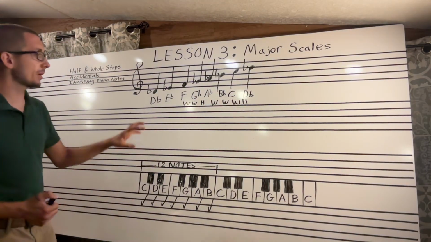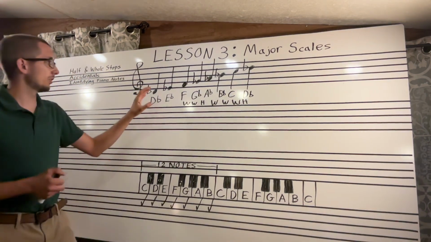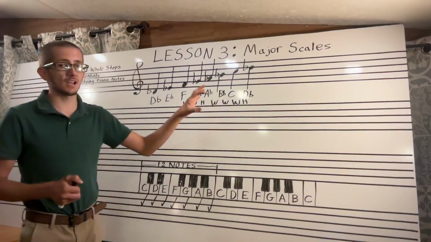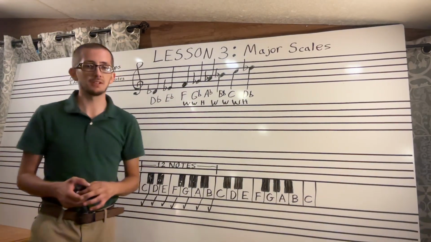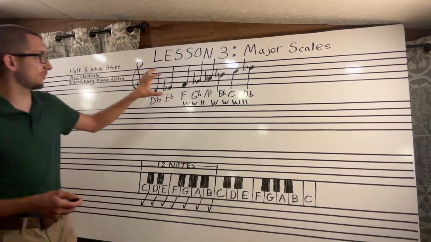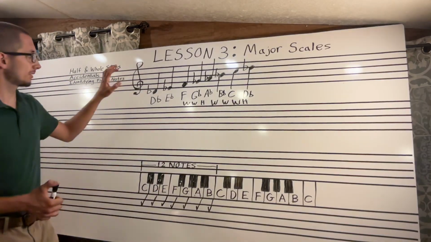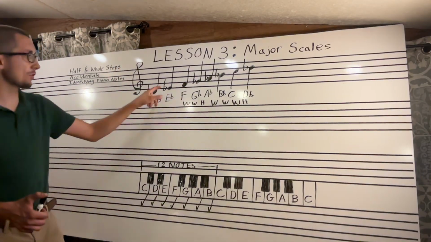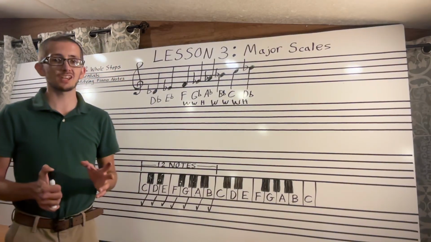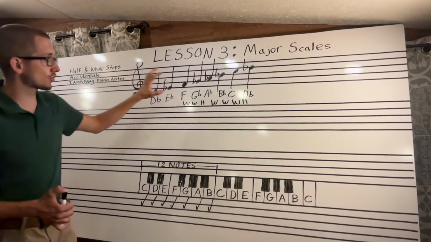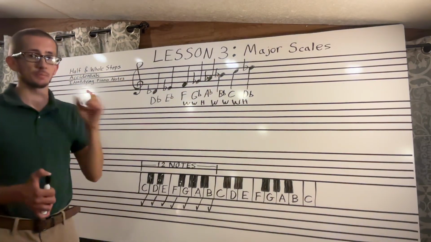You may be picking up on this already, but if you have a scale that has any sharp sign in the scale, it doesn't have any flat signs with it. And if you have a scale that has flat signs, it doesn't have any sharp signs with it. So if you're writing a scale and you have flats and sharps in your scale, that means that you wrote the scale wrong. Each scale will only ever use either all flats or all sharps.